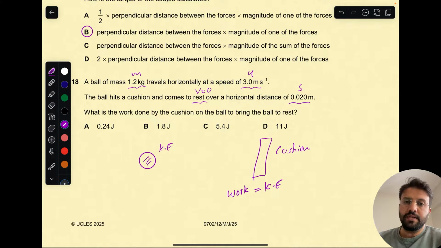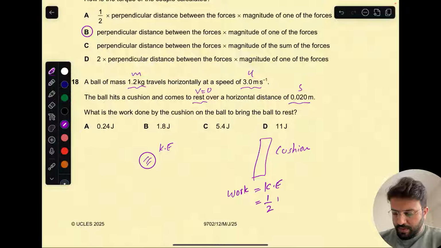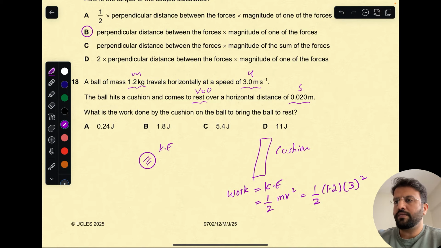So it will be stopped. That much energy, that much work you have to do. So it will be simply 1 by 2 mass into velocity squared. 1 by 2 mass is 1.2, velocity is 3 squared. So it will give you 5.4 joules. Option C.